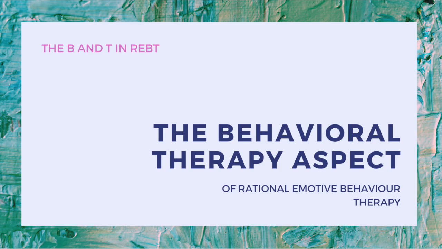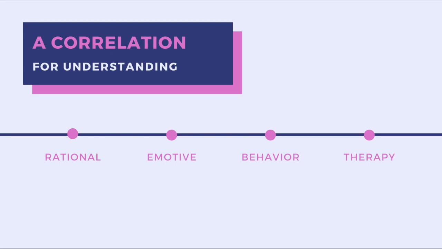In this lecture, we are going to be talking about the B and the T in REBT, the behavioral and the therapeutic aspect of rational emotive behavior therapy. Let's explain the correlation between all the different components of this model. Before getting to behavior and therapy, let's recap on rational and emotive.